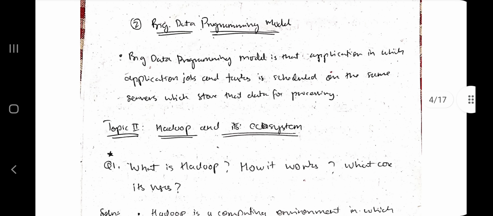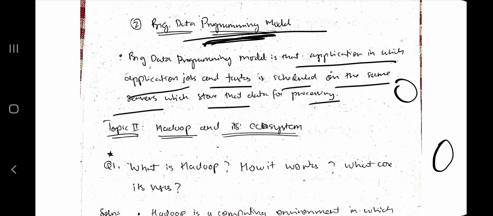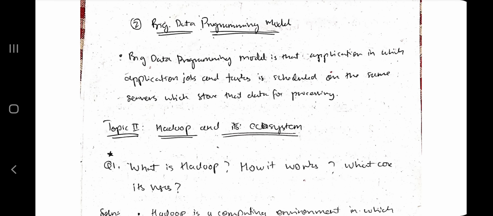Coming to the next one, which is the big data programming model. In the programming model, the application jobs and tasks are scheduled on the same servers that store the data for processing. In this, there is no separate storage for one and processing for another. It is in the same place. Okay, that is what the programming model is. The data processing and the data storage are in the same place. Okay, that's what you have to write in the big data models question. Okay, that is about the first topic.